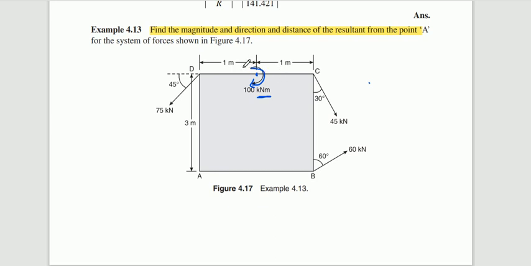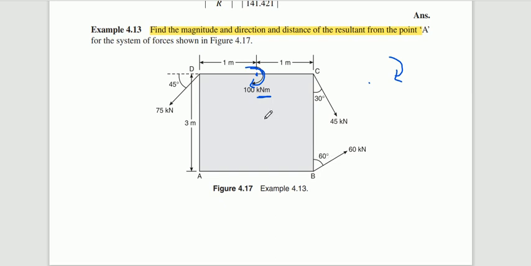And which direction is it? Moment direction? Anti-clockwise or clockwise? It is clockwise. Therefore, a positive moment of 100 kilonewton meter is acting at this point.